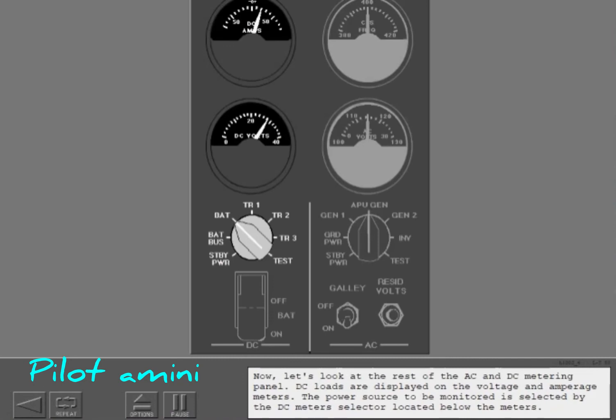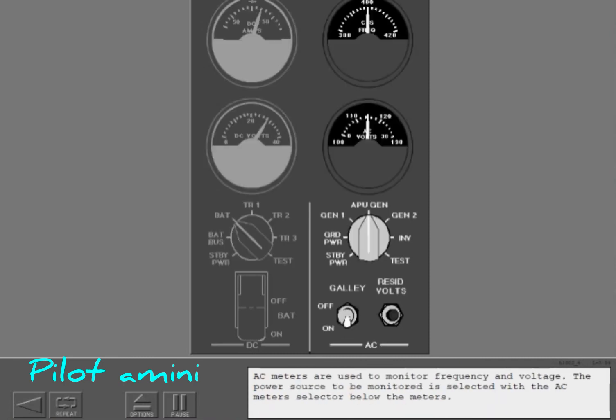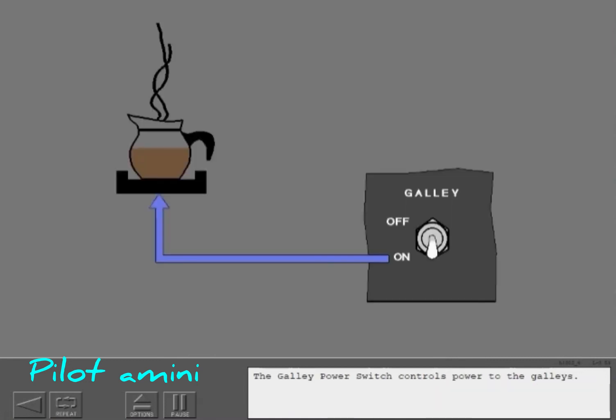Now, let's look at the rest of the AC and DC metering panel. DC loads are displayed on the voltage and amperage meters. The power source to be monitored is selected by the DC meters selector, located below the meters. AC meters are used to monitor frequency and voltage. The power source to be monitored is selected with the AC meters selector below the meters. The Galley power switch controls power to the galleys.